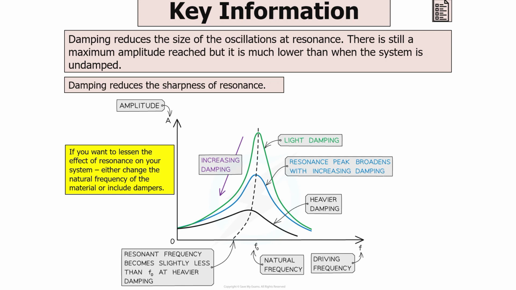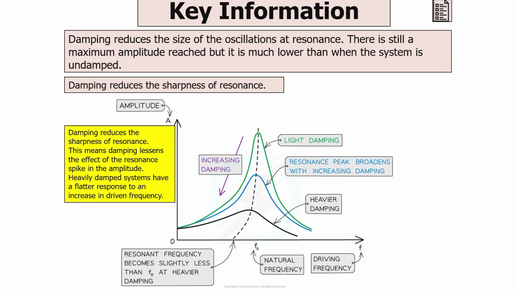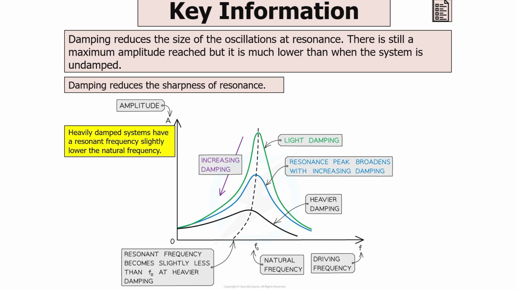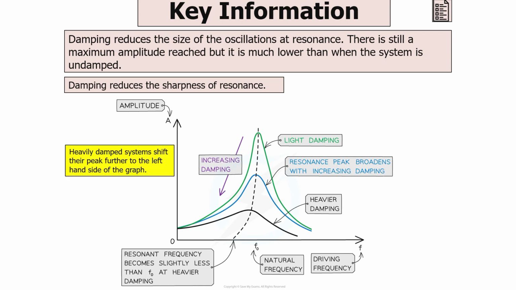So if you want to lessen the effect of resonance on your system, either change the natural frequency of the material or include dampers. Now, dampers reduce the sharpness of the resonance. This means the damper lessens the effect of the resonance spike in the amplitude. Heavily damped systems have a flatter response to an increase in driven frequency. So this is what we said, heavily damped systems are not as sensitive to the driving frequency. Heavily damped systems have a resonant frequency slightly lower than the natural frequency. So heavily damped systems shift their peak further to the left-hand side of the graph.